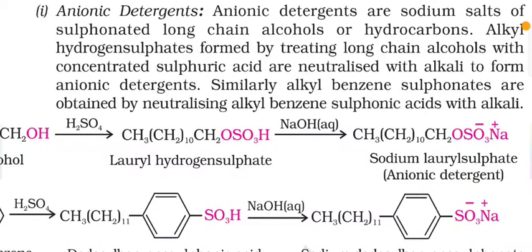Anionic detergents are sodium salts of sulfonated long chain alcohols or hydrocarbons. Alkyl hydrogen sulfates are formed by treating long chain alcohols with concentrated sulfuric acid and are neutralized with alkali to form anionic detergents. Similarly, alkyl benzene sulfonates are obtained by neutralizing alkyl benzene sulfonic acid with alkali.